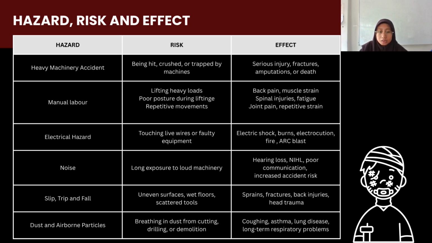Fifth, slip, trip, and fall. Slip, trip, and fall are a common hazard found in workplaces with wet floor, uneven surface, or scattered objects. The risk occurs when the employees walk through the area without noticing the hazard, especially in poorly lit environments. The consequences of slipping and falling can be serious, often resulting in sprain, fracture, back injury, and even head trauma.